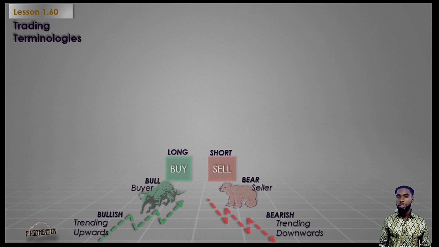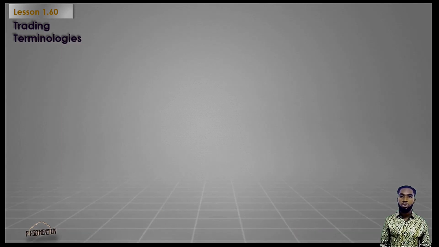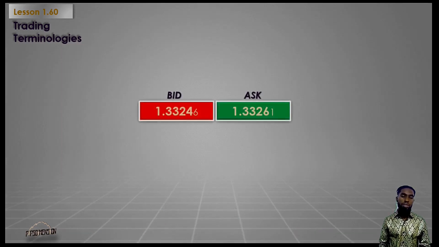Looking at the next three important terminologies, you find them mostly on a trading platform. That is the bid, the ask, and the spread. This is for currency pairs. You see the pair quoted on a trading platform with the bid price and the ask price.